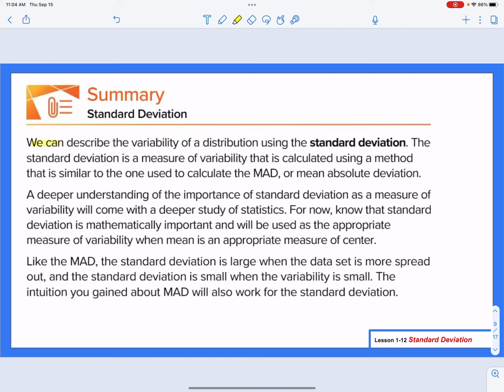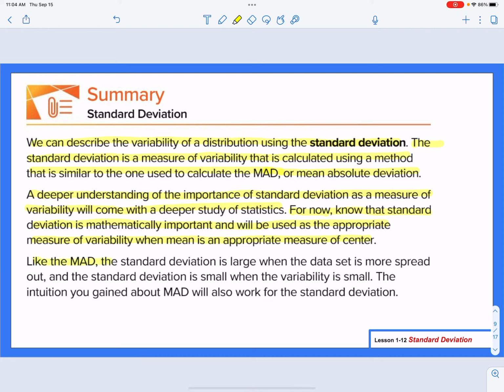So we can describe the variability of a distribution using standard deviation. The standard deviation is a measure of variability that is calculated using a method that is similar to the one used to calculate the mean absolute deviation. A deeper understanding of the importance of standard deviation as a measure of variability will come with a deeper study of statistics, meaning not today. For now, know that standard deviation is mathematically important and will be used as the appropriate measure of variability when mean is an appropriate measure of center.